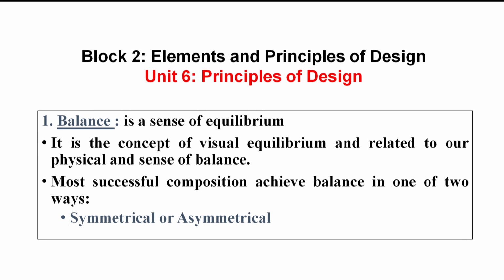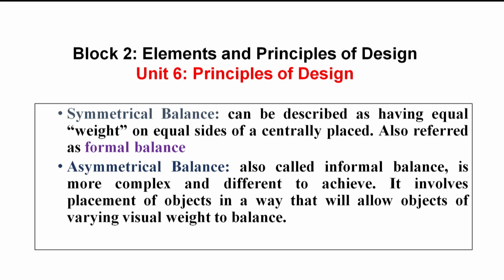Most successful compositions achieve balance in one of two ways. There are two types of balance we can use in designing, that is symmetrical balance or asymmetrical balance. Symmetrical balance, as the name suggests, describes the division of any element into equal proportions. Suppose we are creating a design of a shirt and we are using a horizontal line in the designing, and we have divided that horizontal line equally all over the design of the shirt. That is said to be symmetrical balance. It is also called formal balance.